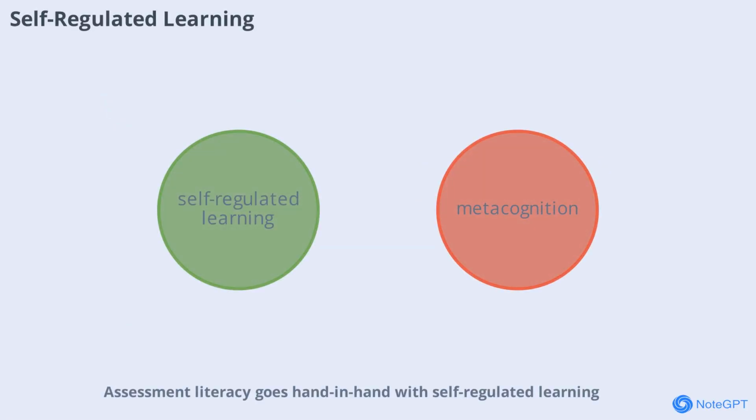Assessment literacy goes hand in hand with self-regulated learning. When you understand assessment criteria and expectations, you can set clear goals, plan your study strategies, and monitor your progress. This metacognitive approach helps you become a more independent and effective learner. You'll learn to evaluate your own work, identify areas for improvement, and adjust your strategies accordingly. These skills are not only valuable for university, but are essential for lifelong learning and career success.